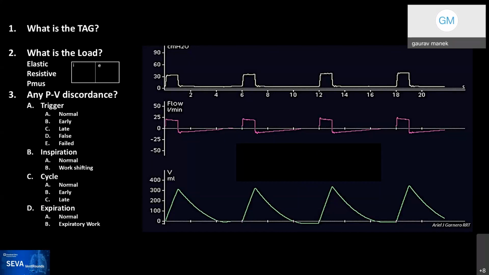Okay, Gaurav. All right, so looking at the waveforms, I think the tag is PC. And I see all mandatory breaths. I know it's a simulated vent, but I see no color change or anything. And the flow and volume waveforms are almost identical with every breath, except breath 2, where in the volume waveform there's negative volume. I don't know how to explain that. So I'll go with PCCMVS for my tag.